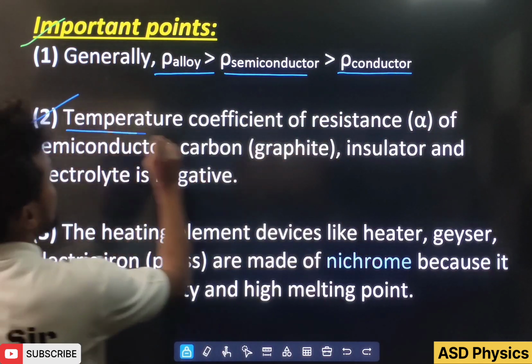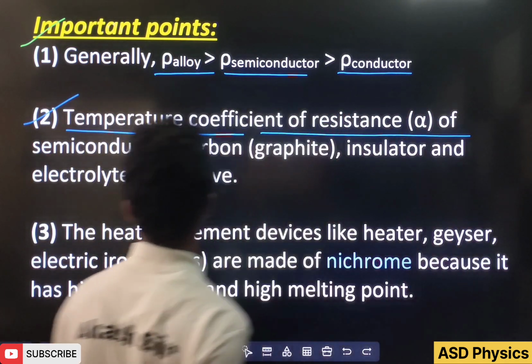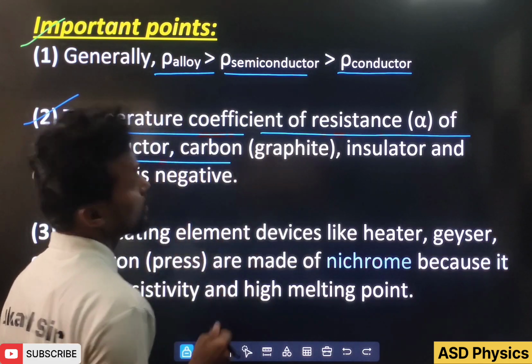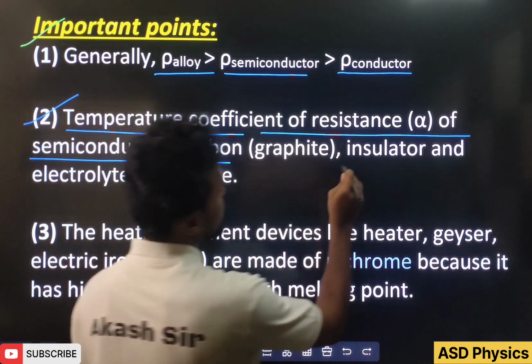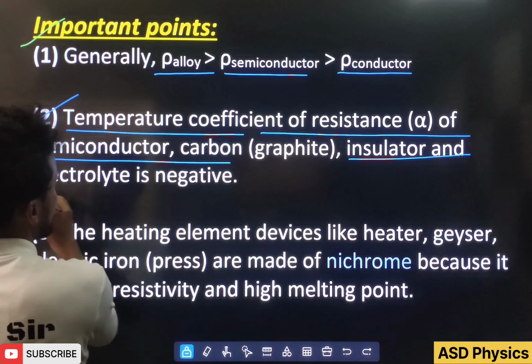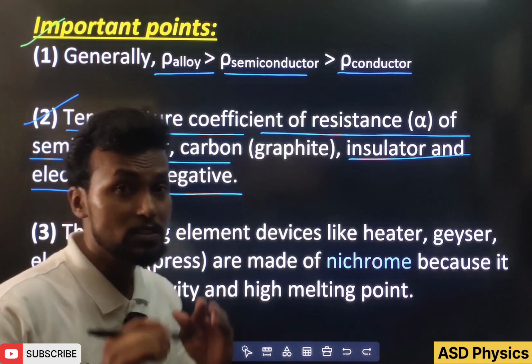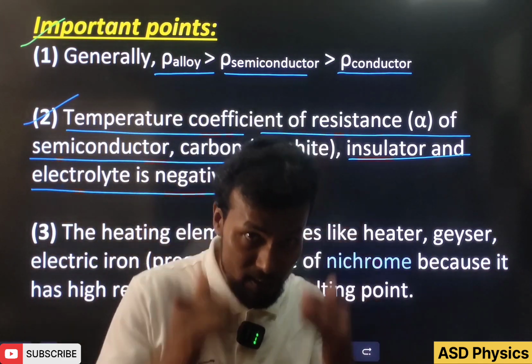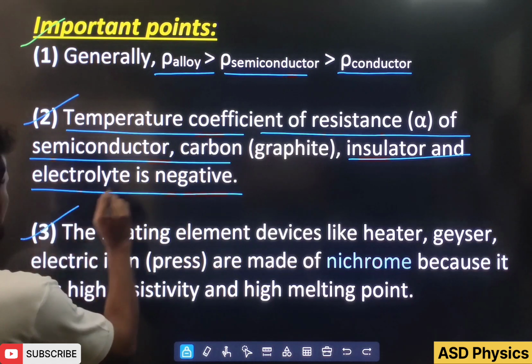Second one, the temperature coefficient of resistance of a semiconductor. We have learned this. Carbon, meaning graphite, insulator and electrolyte have a negative coefficient. That means with an increase of temperature, resistivity will decrease. Okay. Third one, students.